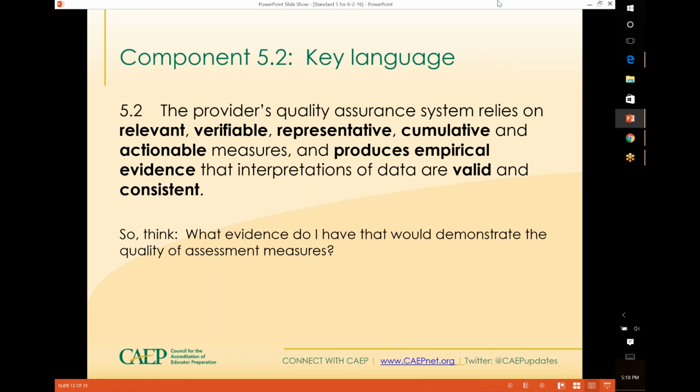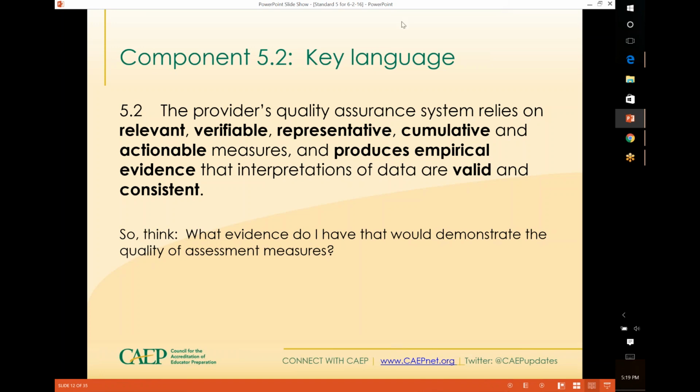We're talking about component 5.2 here. Again, this is a component that you must address, but it is not a component that you must meet in order to meet the standard. This is the one that's about the quality of your assessment tools. What they're looking for here is that you're relying on relevant, verifiable, representative, cumulative, actionable measures that produce empirical evidence that your data are valid and consistent.